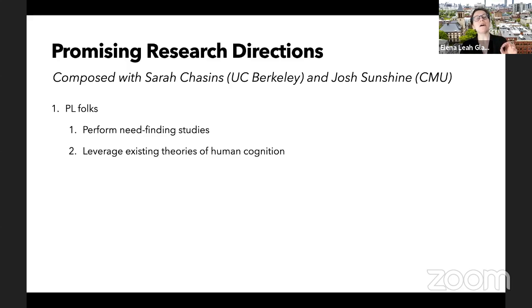Two is that there are existing theories of human cognition about the classes of reasoning that humans find easy, hard, or impossible, with and without training. There are things that our brains are just remarkably good at and things that we're just remarkably bad at, like mentally simulating a program.